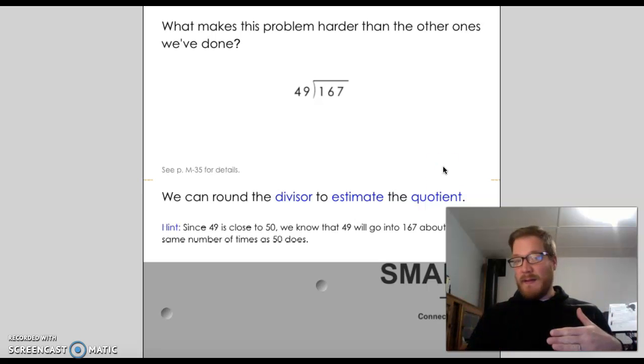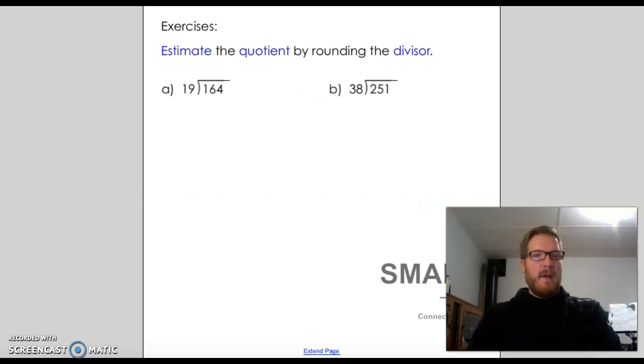So 49 is really close to 50. And so we'll know that 49 will go into 167 about the same number of times that 50 does. It's a little bit different, but anyway. So we can round our divisor to help us find an answer. Okay, just double check. So let's do some rounding to figure out an easier question. I see 19 into 164. And so I can say, well, that 19 is really close to 20.